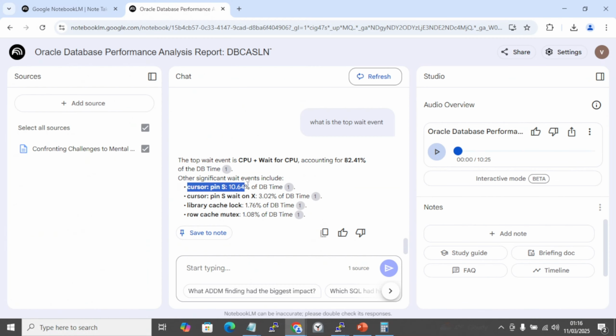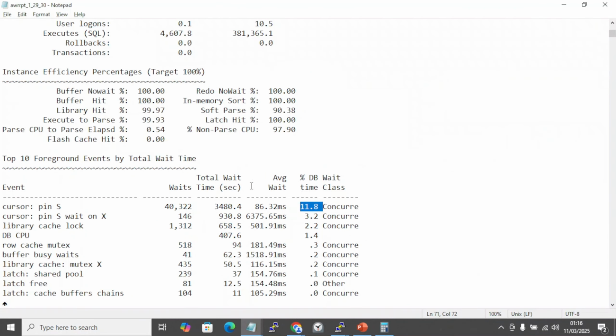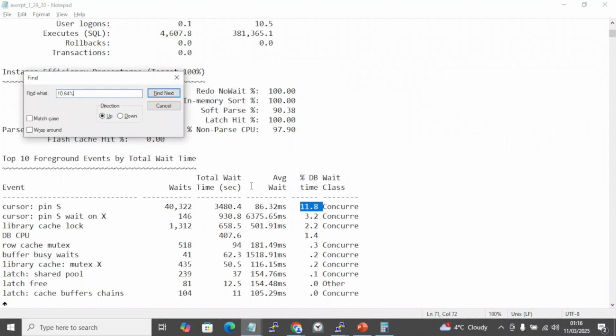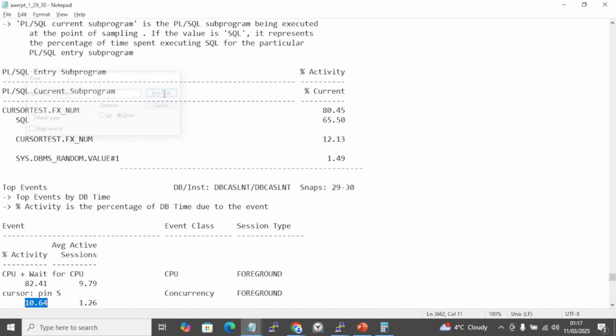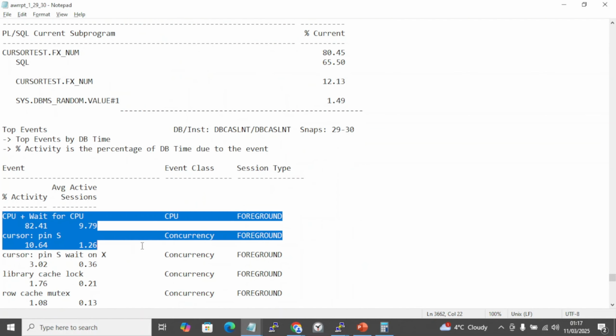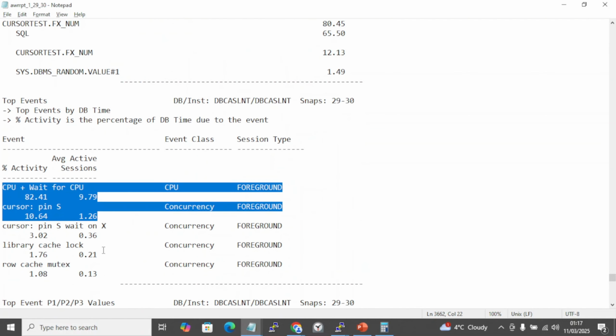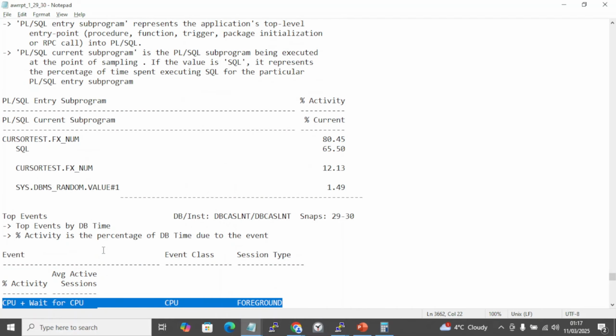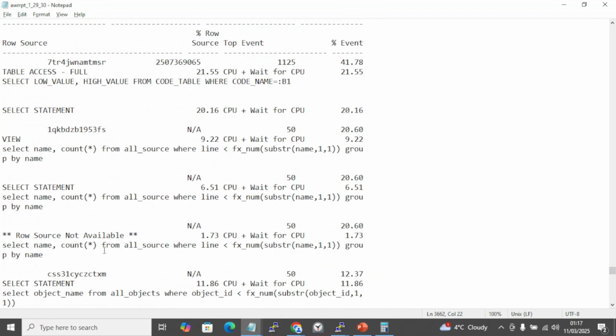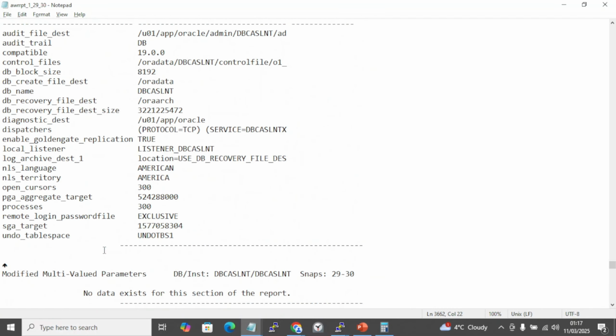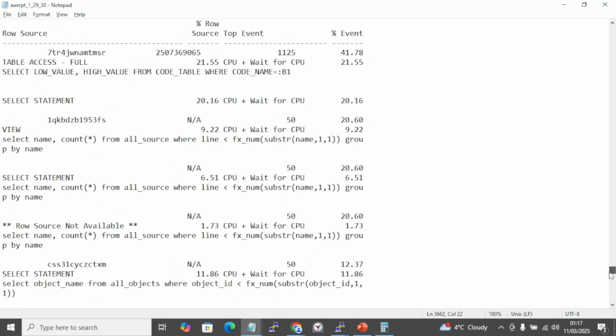You did it fine the first time. Why did you make a mistake here, NotebookLM? Now let me see if it had this number somewhere. It's not there, or am I making a mistake? Yeah, it's there. So it picked up from this particular section, top events. All right, fine. It didn't say anything wrong about it.